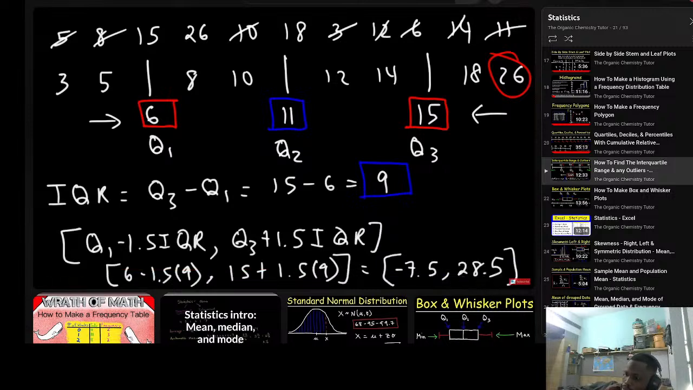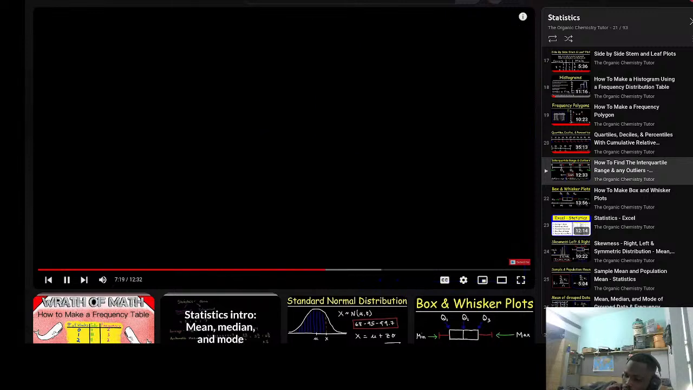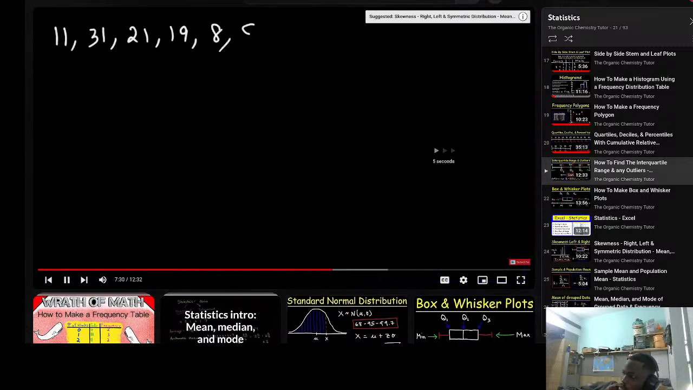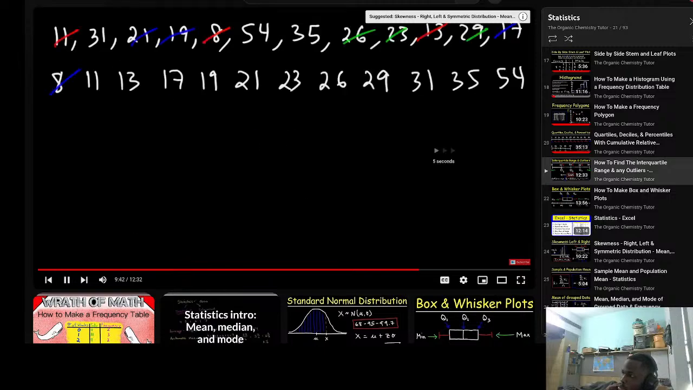Now an outlier will be any number in this list of numbers that is outside of that range. So is 26 outside of this range? 26 is in this range. So therefore, 26 is not an outlier. Now, let's say if this was 29, then it would be an outlier. Let's try another example. So let's say we have 50 numbers.